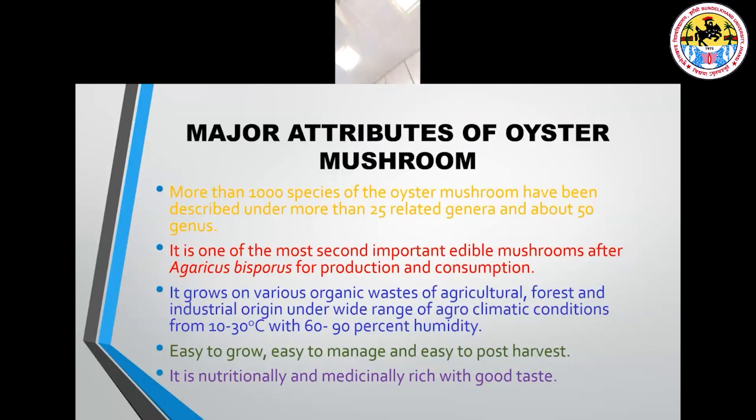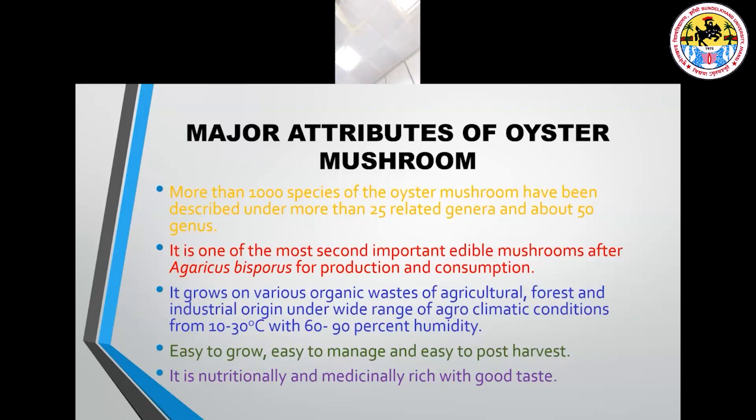We can say that around 1,000 species of oyster mushrooms have been described under more than 25 genera and 50 species. It is the second most important edible mushroom after Agaricus bisporus in India and after Lentinula edodes worldwide. And this mushroom in future will definitely get the first position for production as well as consumption. It is also a good important parameter.